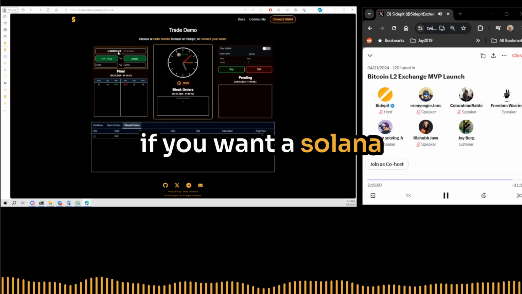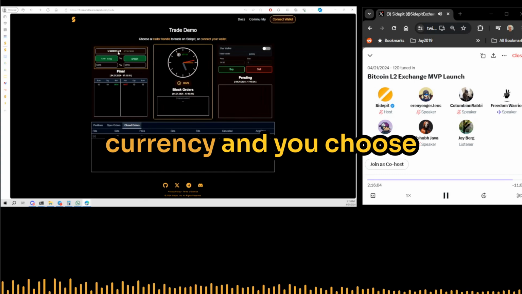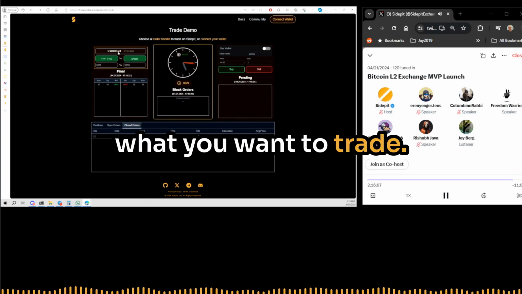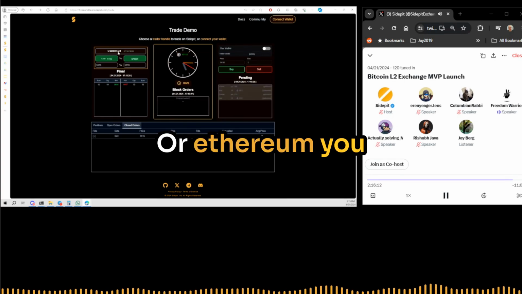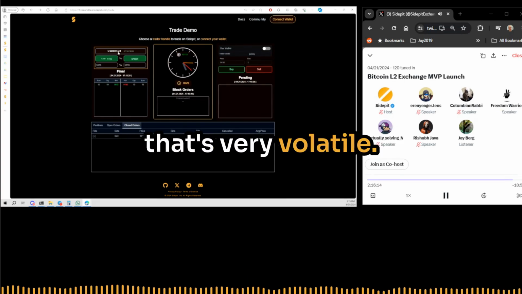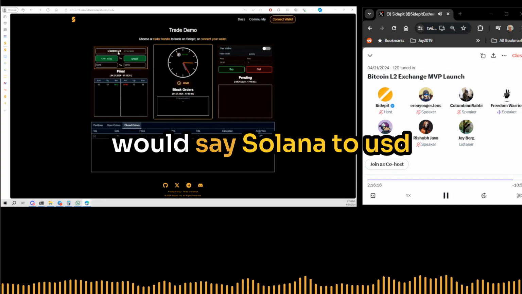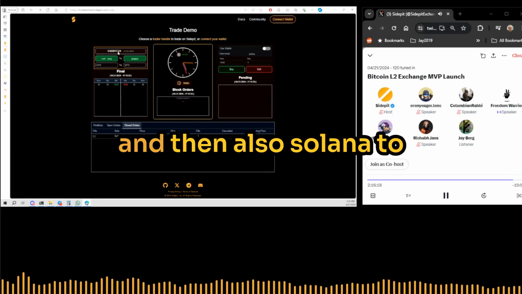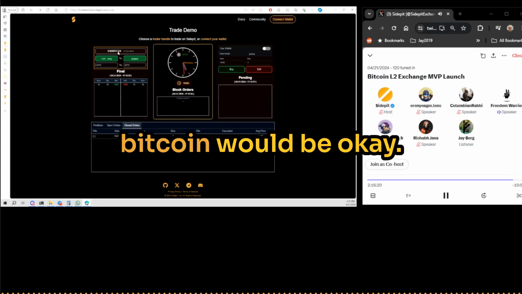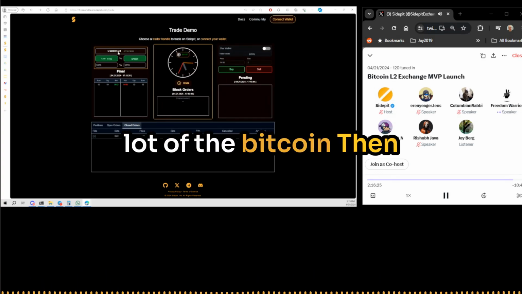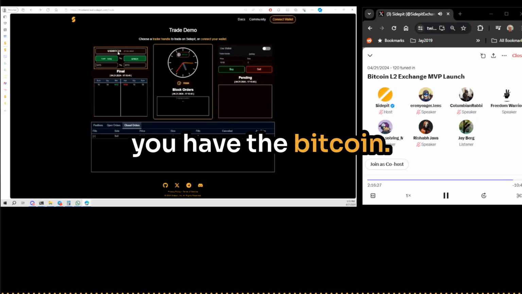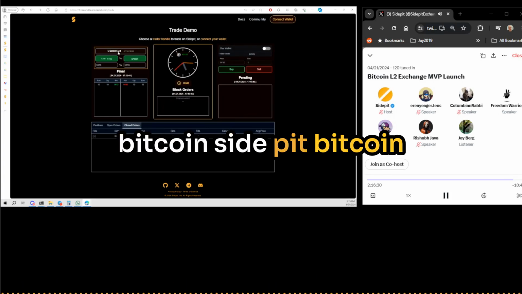If you want a Solana spot pair, Solana is the currency, and you choose what you want to trade. It would either be the Bitcoin or the dollar, right? Or Ethereum. You really want something that's very volatile. I would say Solana to USD and then also Solana to Bitcoin would be okay. So if you get Solana to Bitcoin, then you have the Bitcoin, so then you have the Bitcoin spot pair, Bitcoin to dollar.